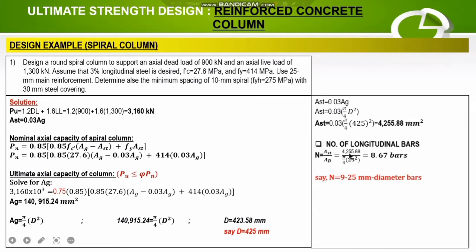So 4,255.88 over pi over 4 times 25 squared. So therefore, our number of longitudinal bars required for the diameter of 425 mm round spiral column is 8.67 bars, or shall we say we rounded it up, so n is equal to 9 pieces of 25 mm diameter bars.